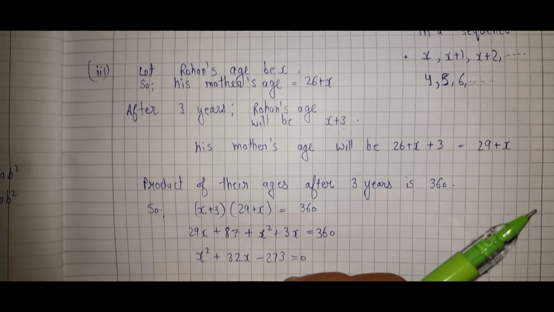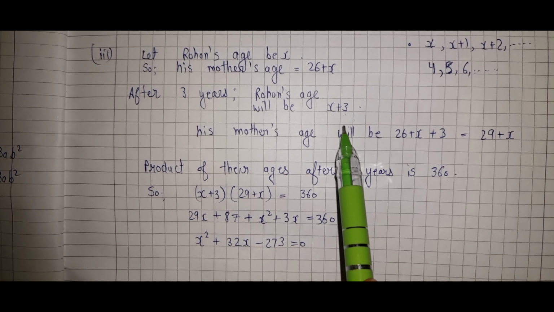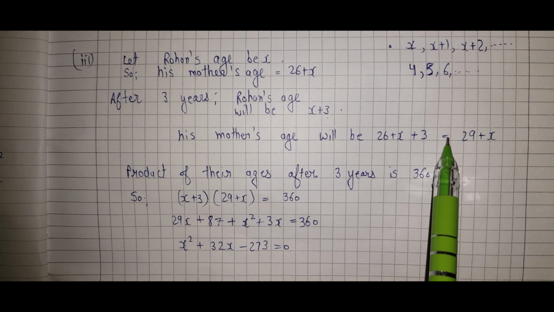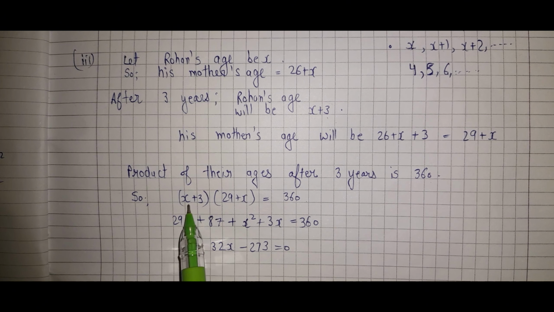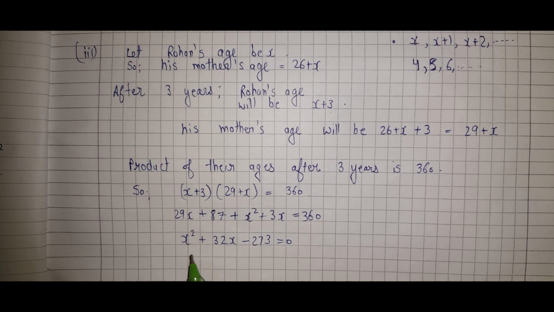Now it's given that the product of their ages after 3 years is 360. So (x plus 3) into (29 plus x) equals 360. After solving this equation, we will get x square plus 32x minus 273 equals 0. So the given quadratic equation is x square plus 32x minus 273 equals 0, where x is Rohan's age.